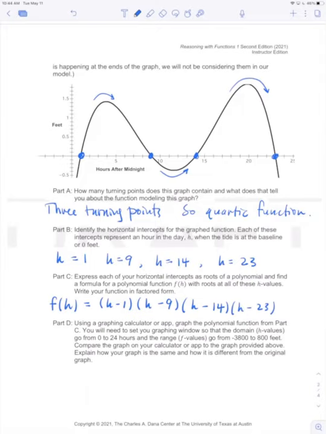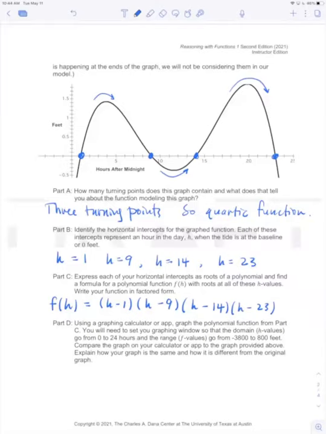For part D, using a graphing calculator or app, graph the polynomial function from part C. You will need to set your graphing window so that the domain, meaning the h values, go from 0 to 24. And the range, the f values go from negative 3,800 to 800 feet. Compare the graph on your calculator or app to the graph provided above. Explain how your graph is the same and how it's different from the original graph.